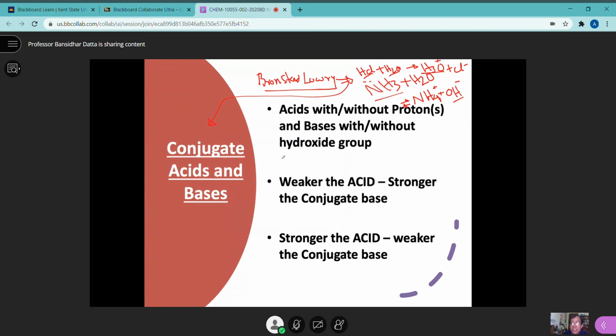So bases accept protons, and through this relationship they create the conjugate acids and bases. Let me give you an example. There's a principle: the weaker the acid, the stronger the conjugate base, and the stronger the acid, the weaker the conjugate base. Let me go to the next slide, and that will explain the example.